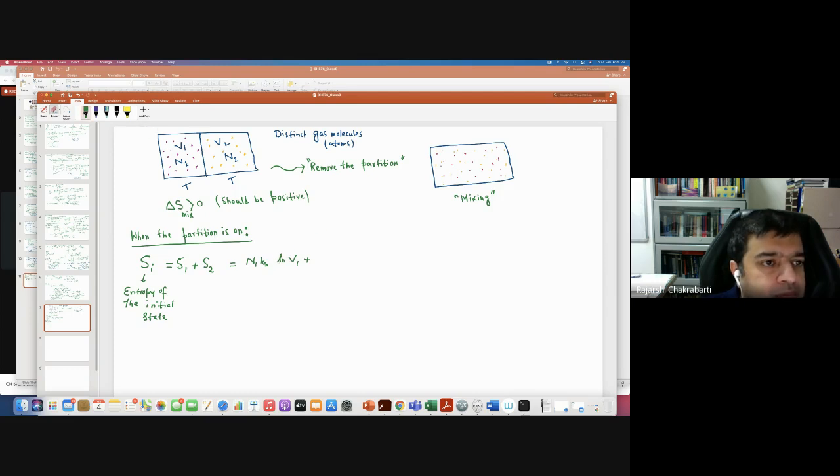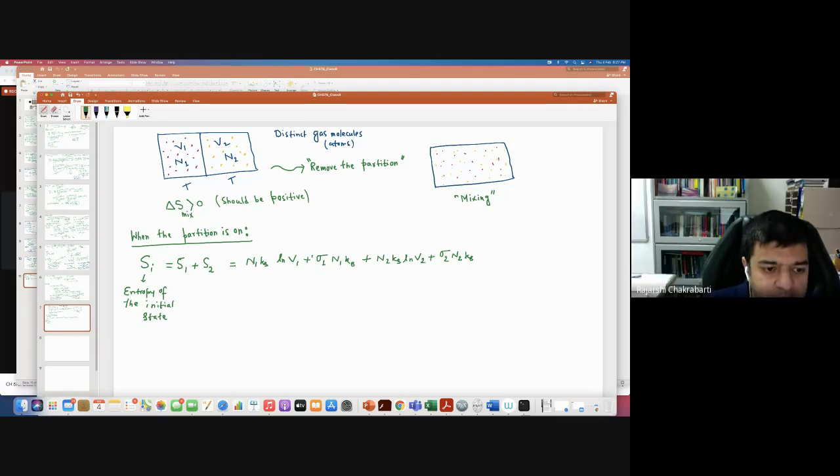Okay. So N1 kb ln V1 plus sigma 1 N1 kb. Why am I writing sigma 1? Because the masses of the two can be different. Temperature is the same. Plus N2 kb ln V2 plus sigma 2 N2 kb. This is the initial state.